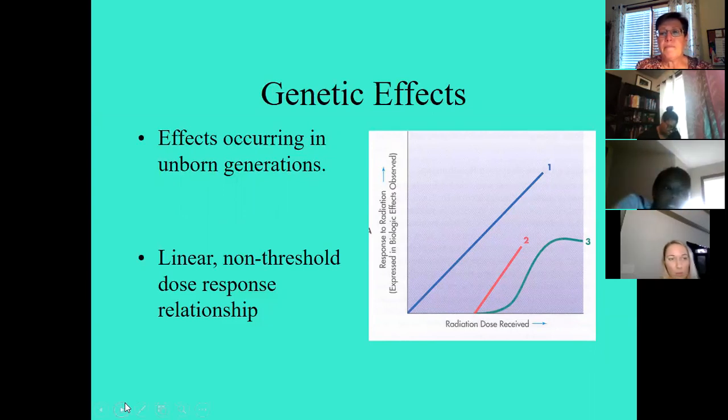You said genetic effects are stochastic effects only, right? Yes, genetic effects are considered stochastic. An individual is exposed, and their reproductive cells have damage via mutations. Then if they are used in conception, that's when the genetic effects would be expressed. Okay? Yes, ma'am. All right.